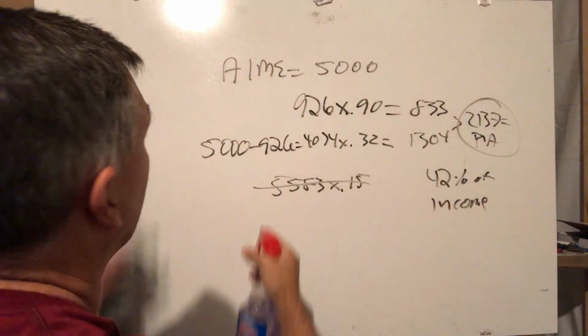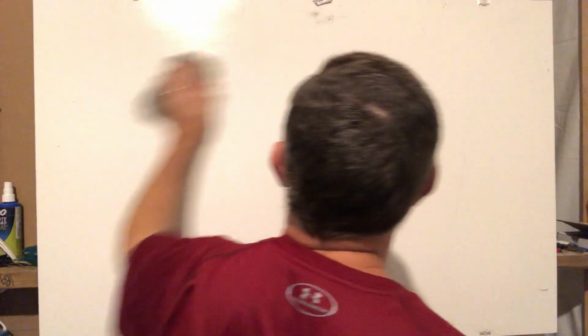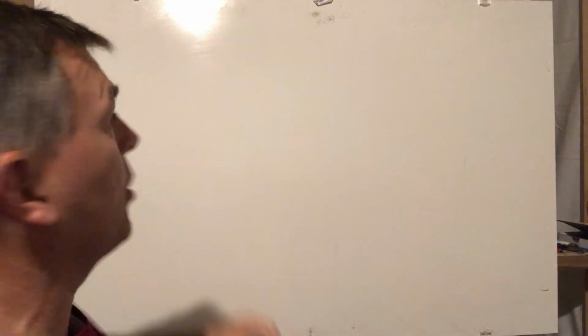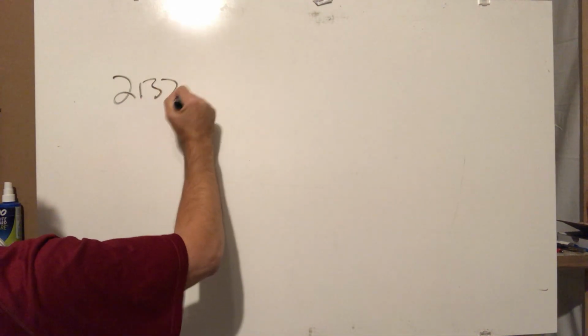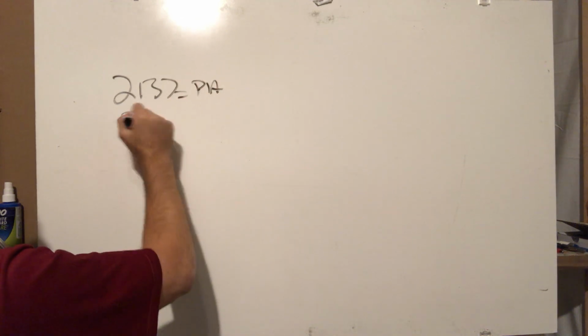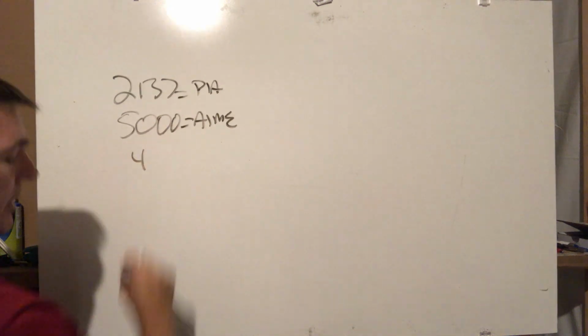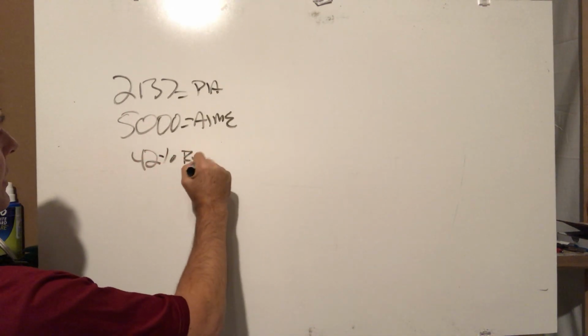All right, so we have to remember, we made $60,000 a year. We're getting 2137 as our PIA. Keep that in mind because it's going to be important. What everyone screws up on, I'm just telling you. So 2137 PIA, 5,000 a month is our AIME. That's roughly a 42% replacement rate.